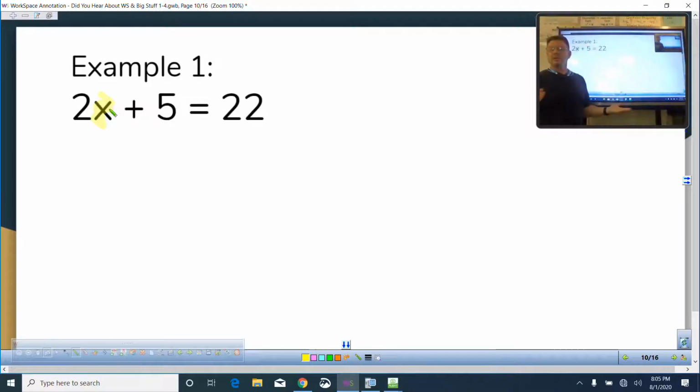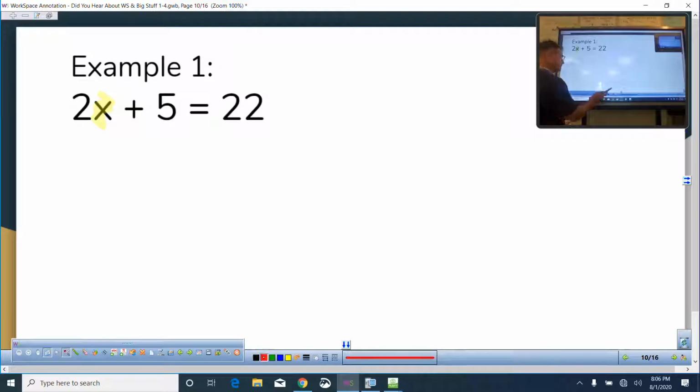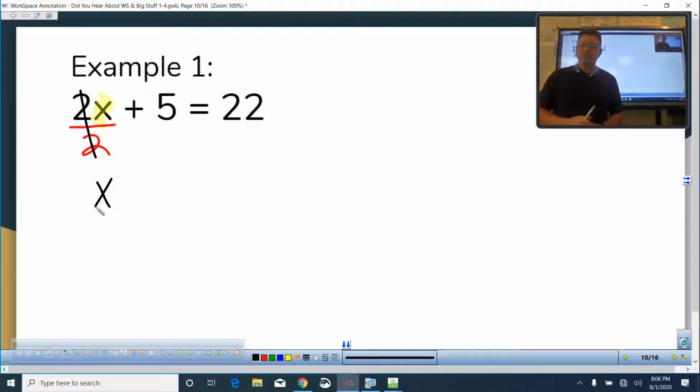in algebra, how do we get rid of things like that? We do the opposite operation. So this is 2 times x, so what's the opposite of multiplying? It's going to be dividing. So let's divide by 2. Okay, that's going to make that. So 2 over 2, yeah, that turns into x. Did I get rid of my 2? Yay, I got rid of my 2.